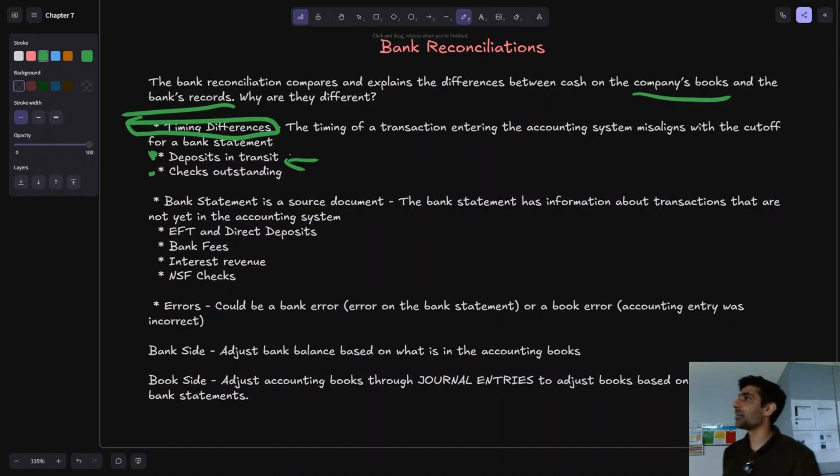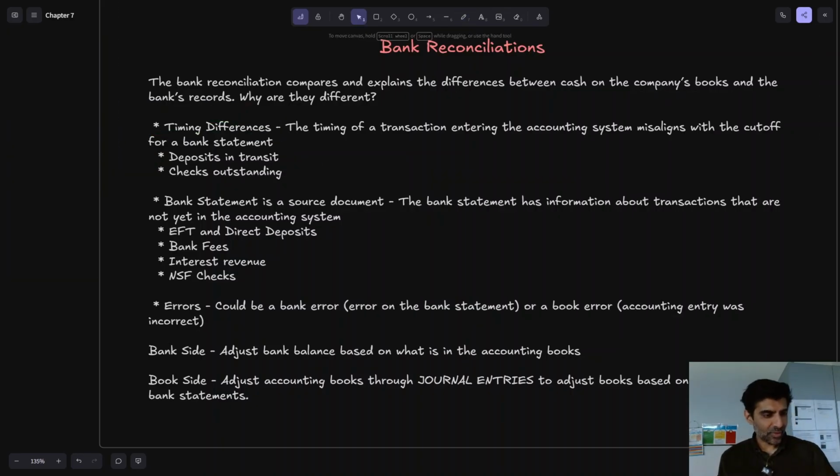Another one is checks outstanding, meaning you had a PG&E bill, right? So you wrote a check to PG&E, you went to your accounting system, you debited utility expense, credited cash, but PG&E just is sitting on that check. It's like they have deposits in transit, meaning they have your check, but they haven't deposited it yet. So your accounting system, again, will have that cash credited, but the bank has not yet taken the money out of your bank account. So this is going to fall again into this category of timing differences.